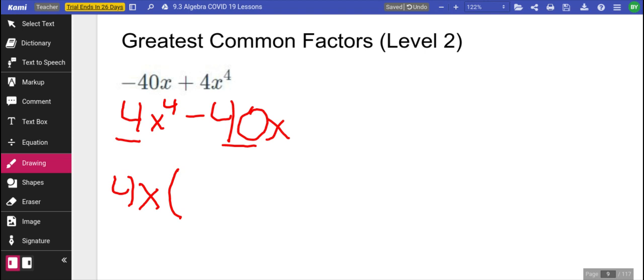So 4 divided by 4 is 1, so I'm not going to write anything there. But if I pull one of the x's away from x to the fourth, I will have an x to the third. Now, in the second term, if I pull a 4 out of a 40, if I divide that 40 by a 4, I'm going to have a 10. And it's a negative, so negative 10. And I pulled that x out, so that x is gone. So there's nothing there anymore. So this answer would be 4x and then in parentheses, x cubed minus 10.